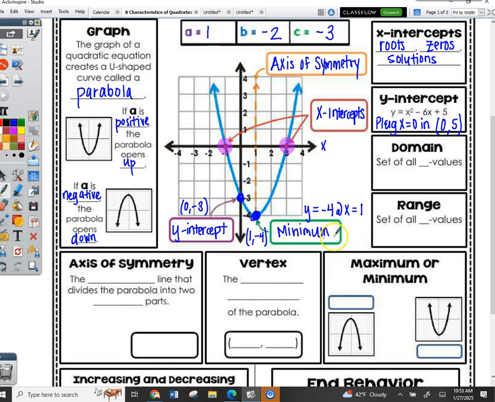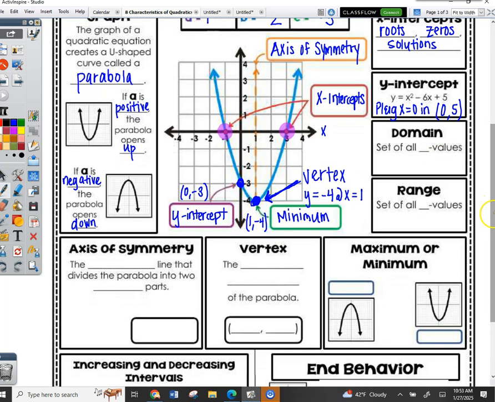We wrote minimum there. Let's call it the vertex. Let's just draw an arrow right there and come right here, and we'll say this is also your vertex. Your vertex always serves as the max or the min. It's the center point. Okay?